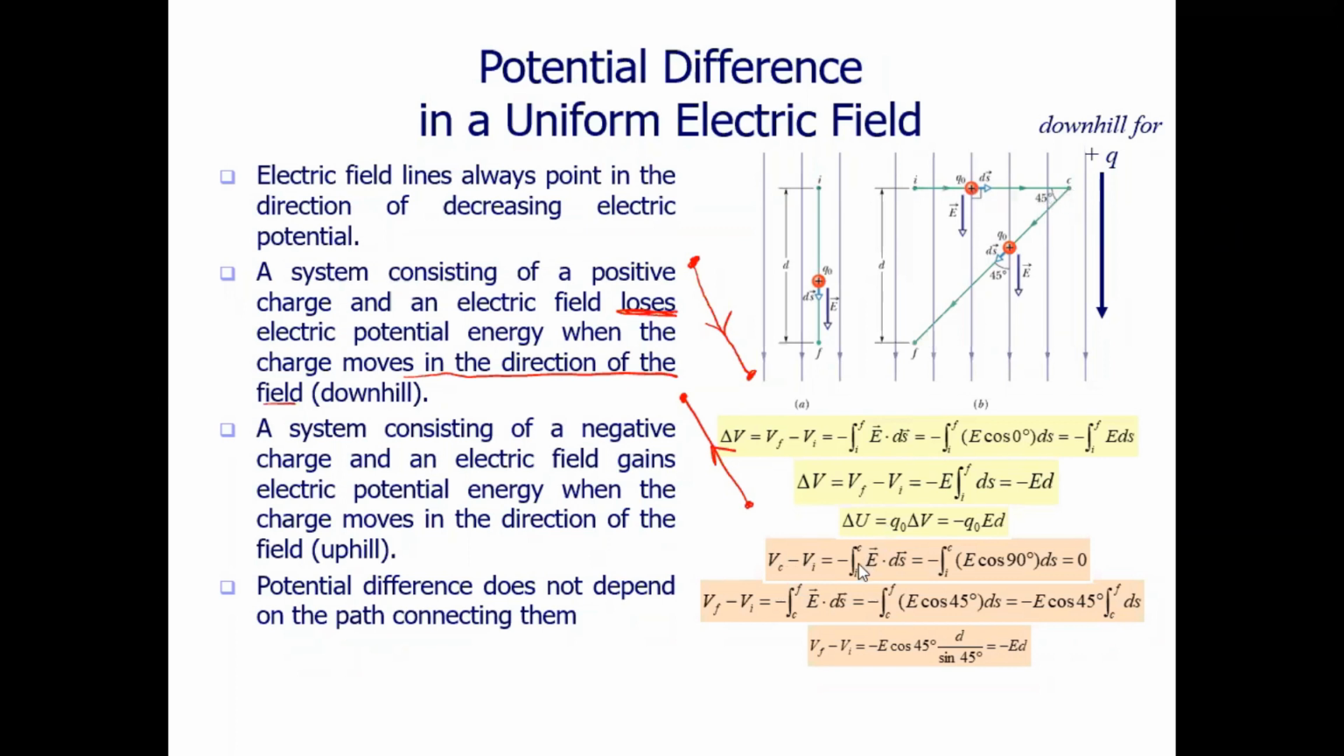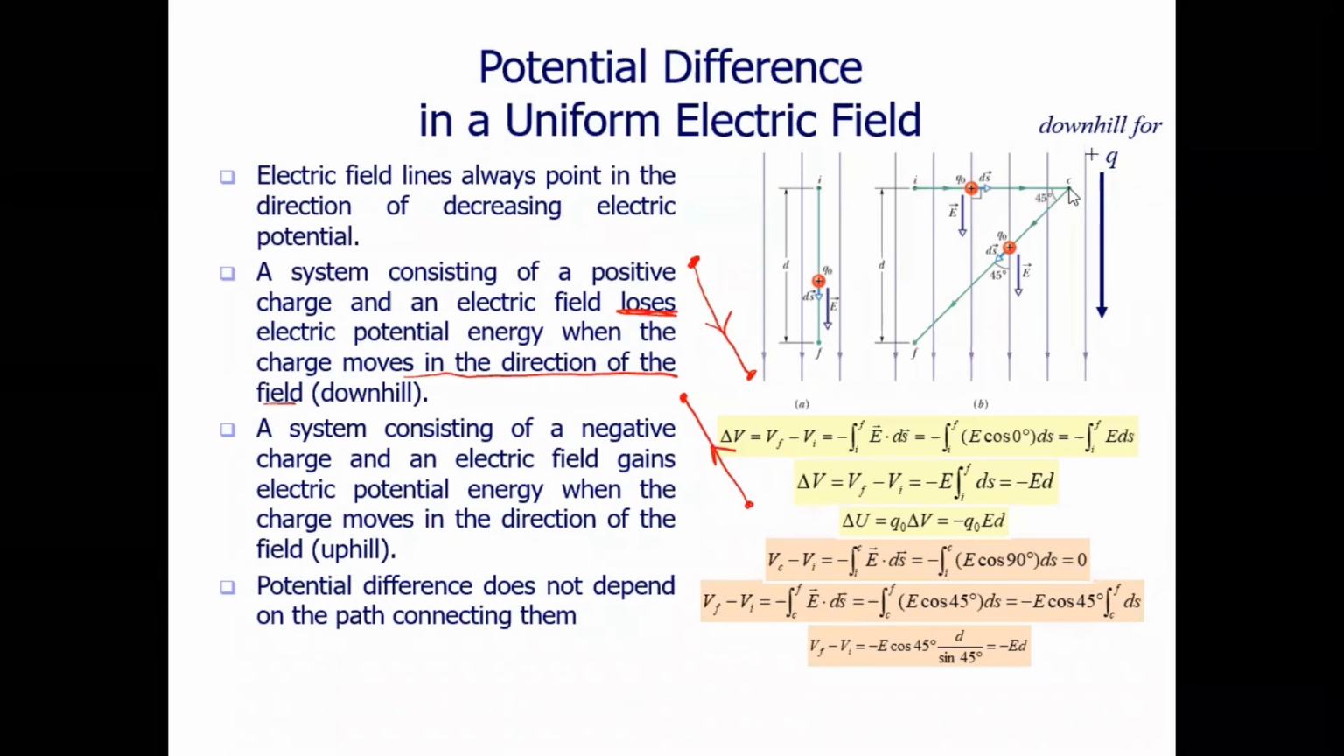Okay, so what is the angle between the electric field and the path element ds? It's 90 degrees because you can see that the electric field is downward, but this path is perpendicular to it, so it's 90 degrees, and you know cos 90 is equal to 0. So it means that moving from here to here does not contribute anything to the work that is done, and therefore to the potential.